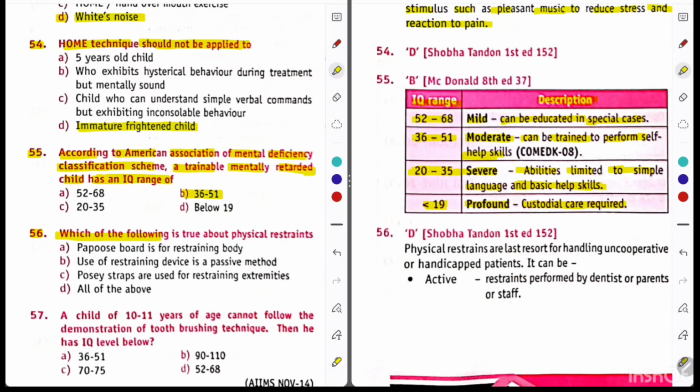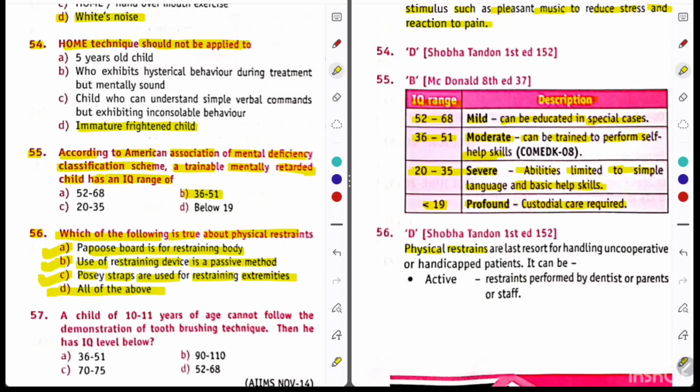Now, question 56. Which of the following is true about physical restraints? Option A, Papoose board is for restraining body. Option B, use of restraining device is a passive method. Option C, posey straps are used for restraining extremities. Option D, all of the above. So, the answer is option D, all of the above.